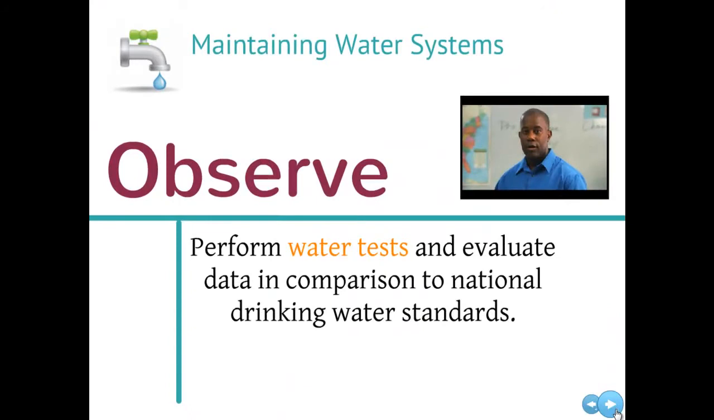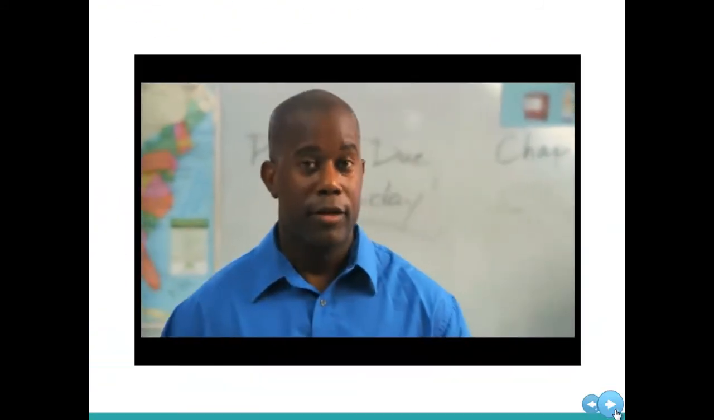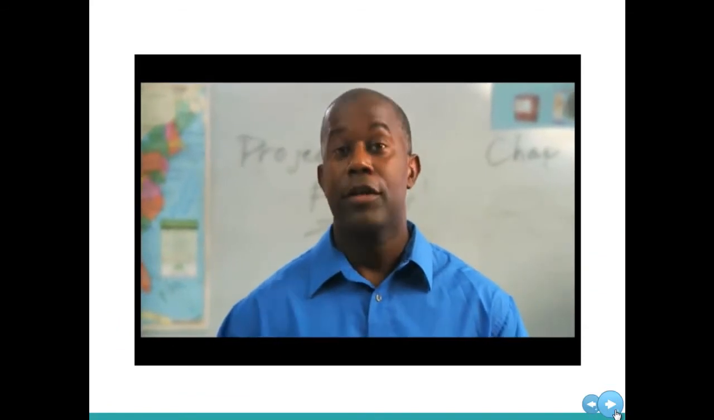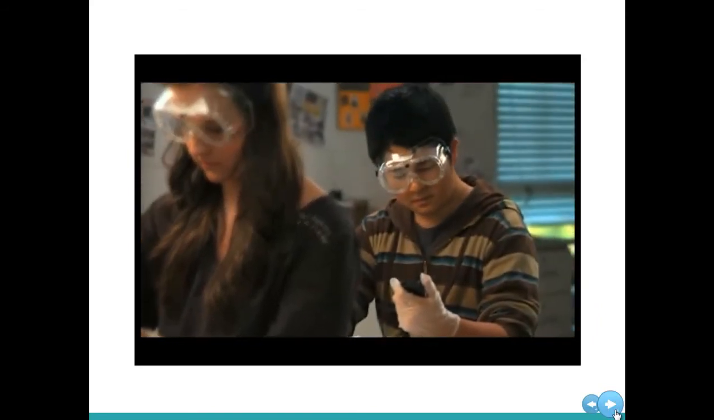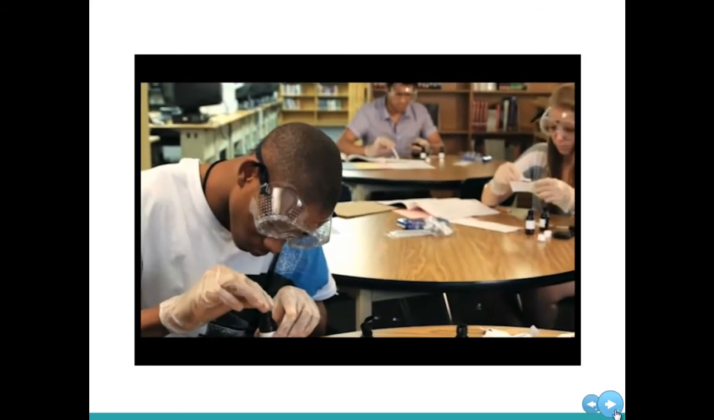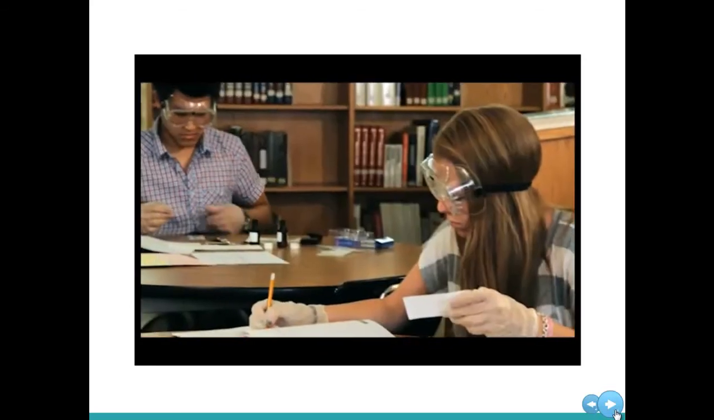Next, students performed water tests and evaluated data in comparison to national drinking water standards. Once they complete their preliminary recommendation, the students then begin to test the water samples from both sites for levels of specific pollutants. Using the test strips and stopwatch provided in the kit, students perform a series of tests to determine the pH, copper, iron, and nitrate levels of each water sample.